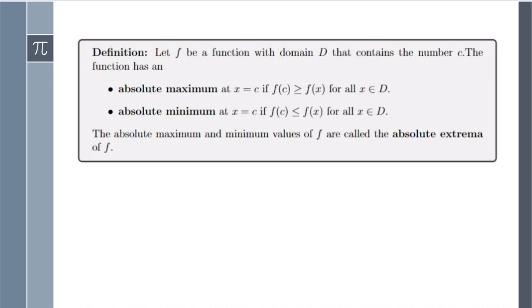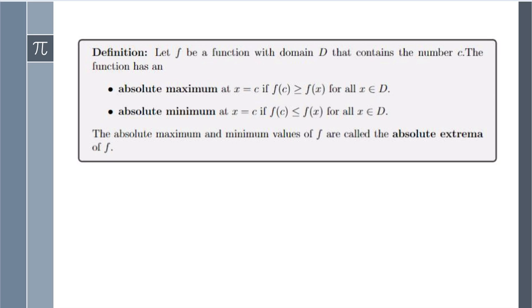So first, let's look at two important terminologies that we are going to discuss. The first one is absolute maximum and absolute minimum. So here's the definition. Let f be a function with a domain D that contains the number c. The function has an absolute maximum at x equals c if f of c is greater than or equal to f of x for all x in D.